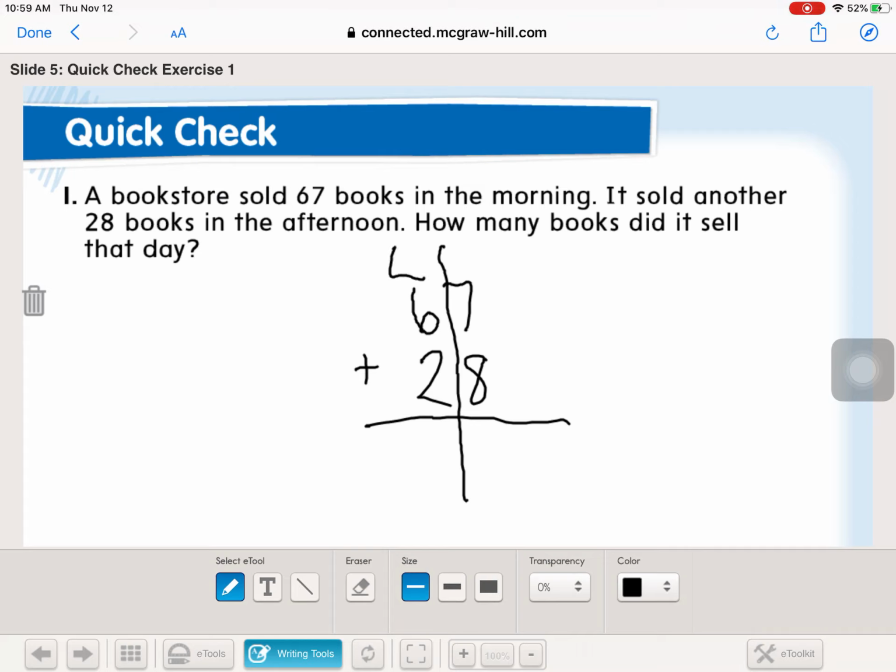Sometimes it helps to put that line down the middle so we can keep our place values in order. 7 plus 7 is 14, so 7 plus 8 is 15. 15 has 5 ones, 1 ten. 1 plus 6 is 7, 8, 9, 95. So they sold 95 books.